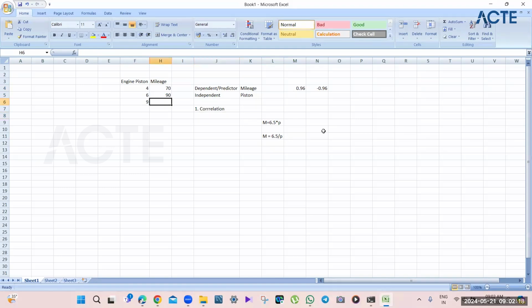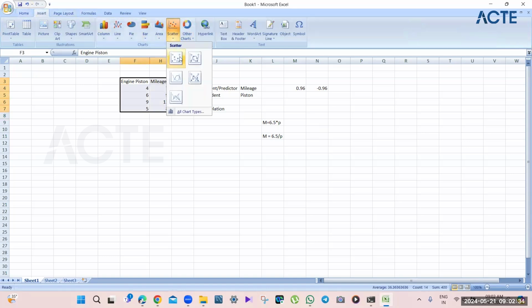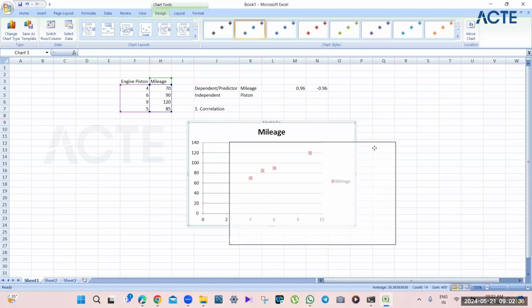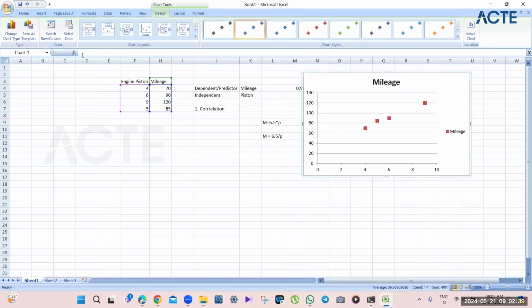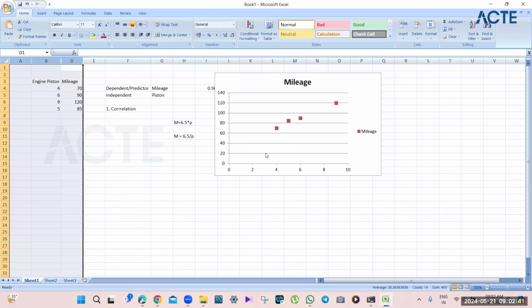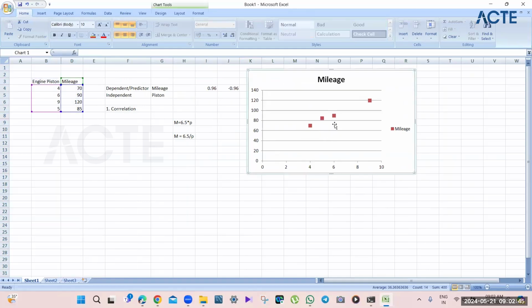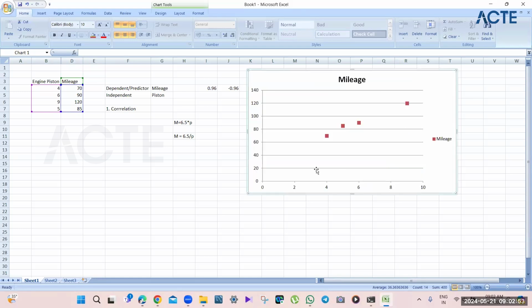Let me put some random values here. If 9, then 1. 5 and then 85. Only this much. So if I plot this, what shape is this going to take? This is going to take the shape of a linear distribution. See here, it's taking the shape of a straight line. Exactly it's not a straight line, but more or less it's going in that direction.